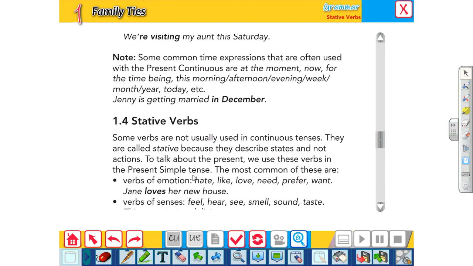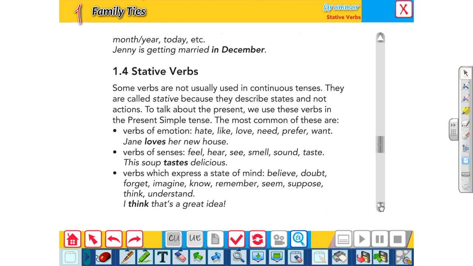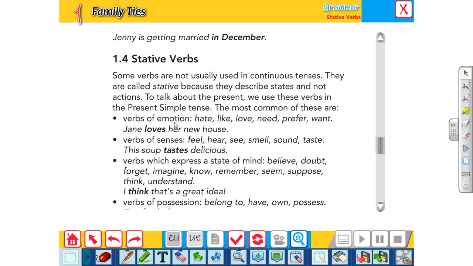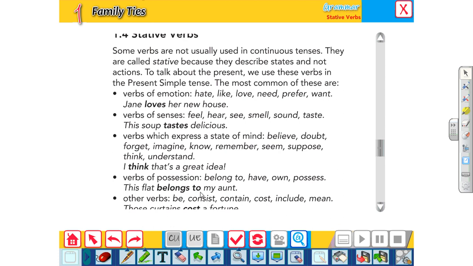So again, what are the stative verbs? The stative verbs are the verbs that we use to describe states and not actions. And because of this, they are mostly used in the simple tense, not the continuous tense. Let's see the stative verbs. By the way, you have to memorize these verbs. Verbs of emotion, verbs of senses, verbs which express a state of mind like believe, doubt, forget, remember, and verbs of possession like belong to, have, own.